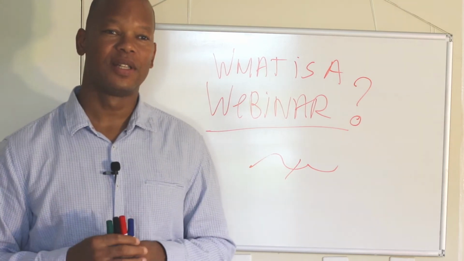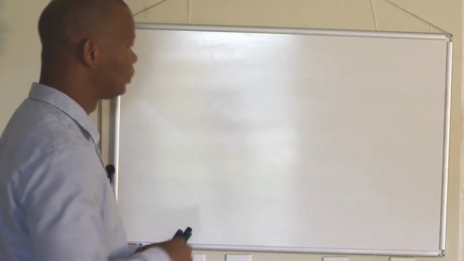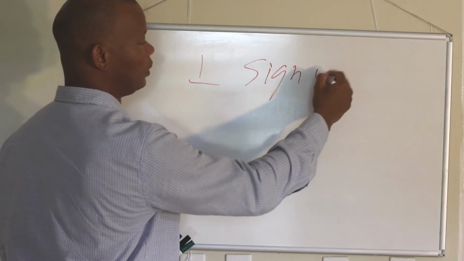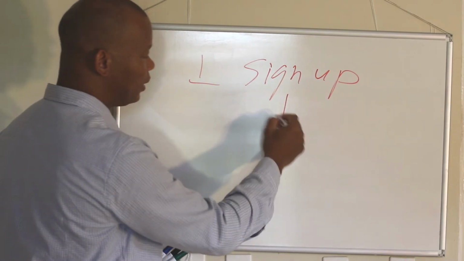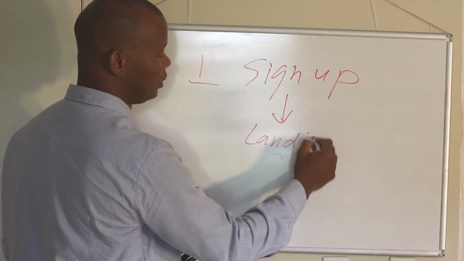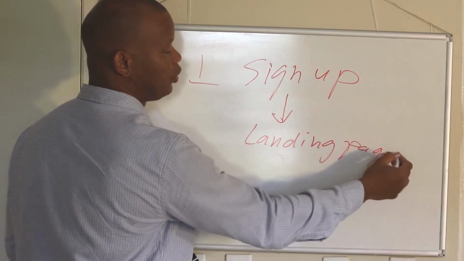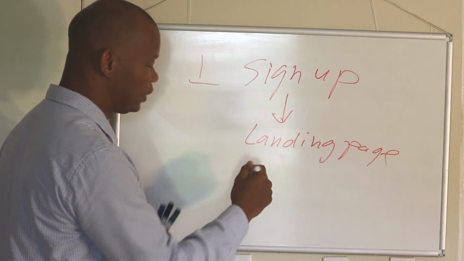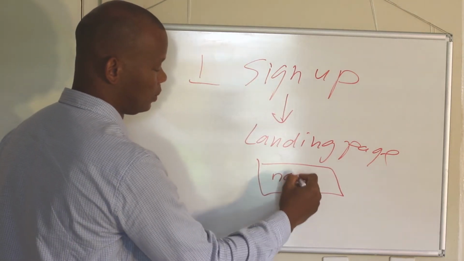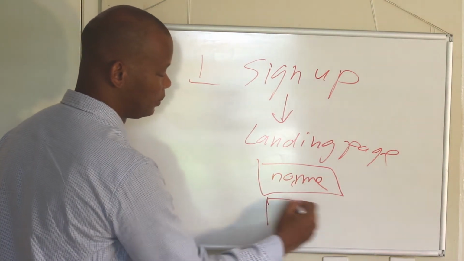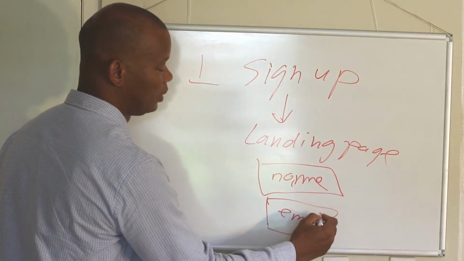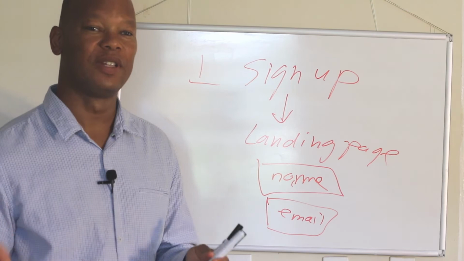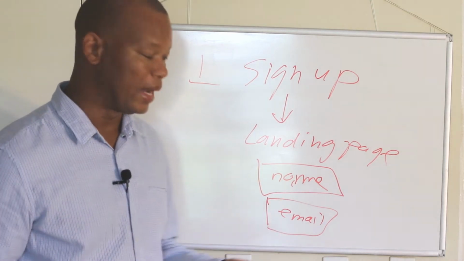What are the features that you need to look at when you're looking at a webinar? One, people need to be able to sign up. And they sign up on a landing page. A landing page is a page created by the webinar software where people can put their name and email. And automatically the webinar captures the people, so you only need to send the invitation out to that landing page of the webinar and it's done.